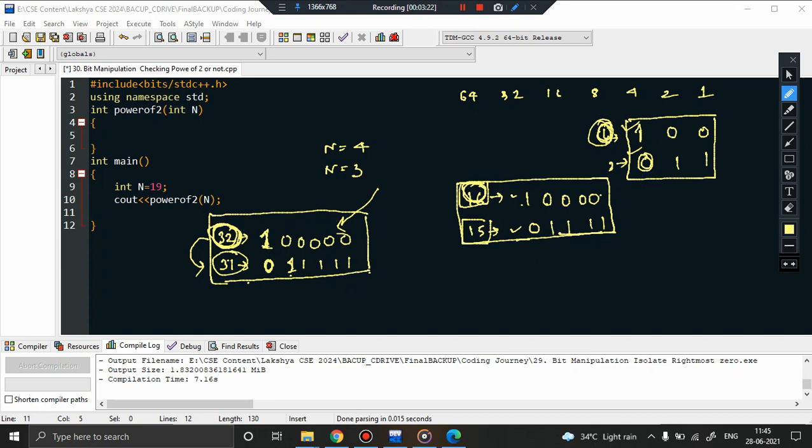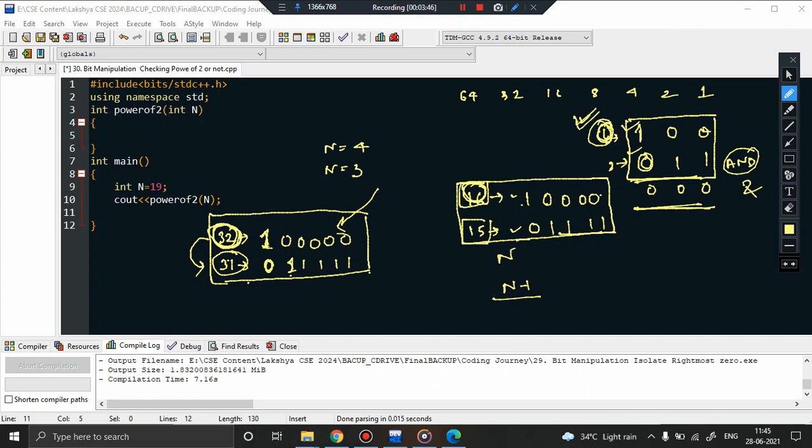Okay, so we will take n and n minus 1, and perform the bitwise AND operation between them. If you perform bitwise AND between them, what should be the result? The result should be 0. You can see 0, 0, 0, which concludes that this number is basically a power of 2.